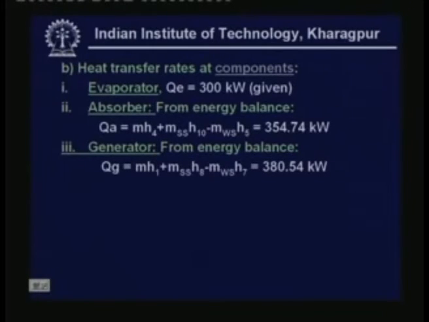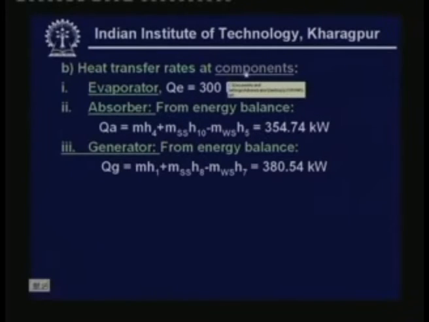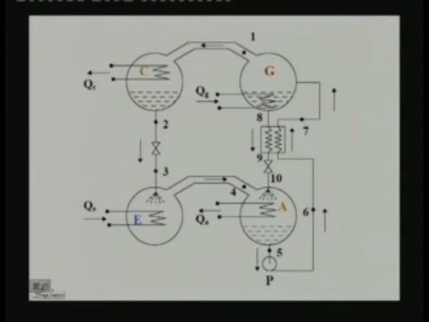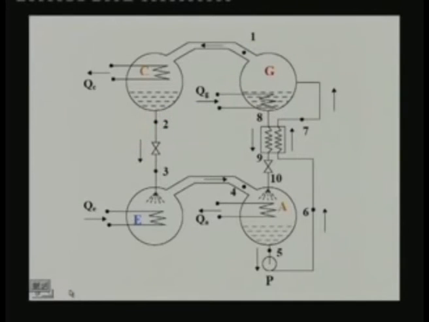Similarly, you apply the energy balance for the generator. We take again the control volume across the generator. From this you can find that energy coming in is equal to energy going out. Energy going out is m into H1 plus M strong solution into H8, and energy is also coming by way of weak solution, this is MWS into H7. So, this is the energy balance across the generator.